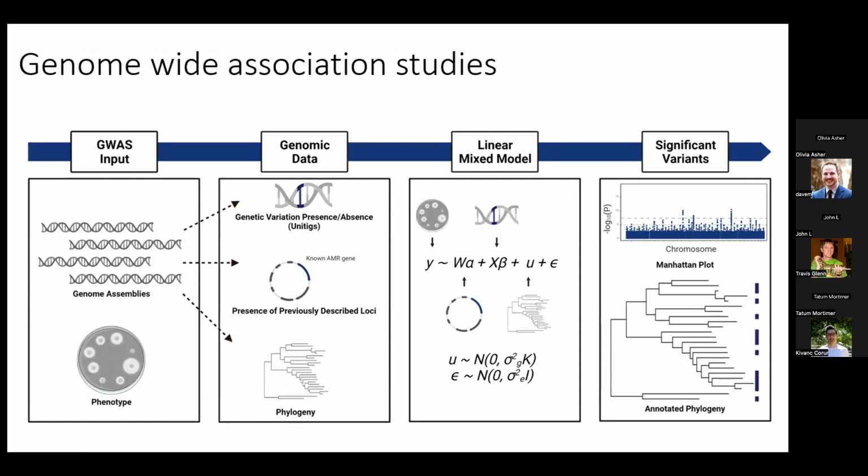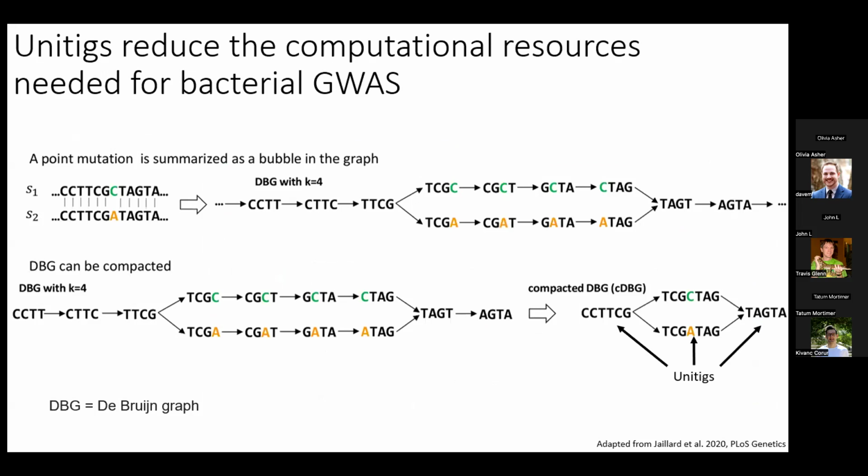We start with our genome assemblies, as well as our phenotype, in this case MICs, to our drugs of interest. Then we describe genetic variation in the population by using the presence or absence of unitigs. For those of you who haven't heard of unitigs before, we think this is the best way to describe variation, both because these sequences can capture diverse kinds of mechanisms of resistance, like SNPs and indels or gene presence absence, but they also reduce the computational resources needed for bacterial GWAS compared to something like k-mers, which would also capture all of that variation.